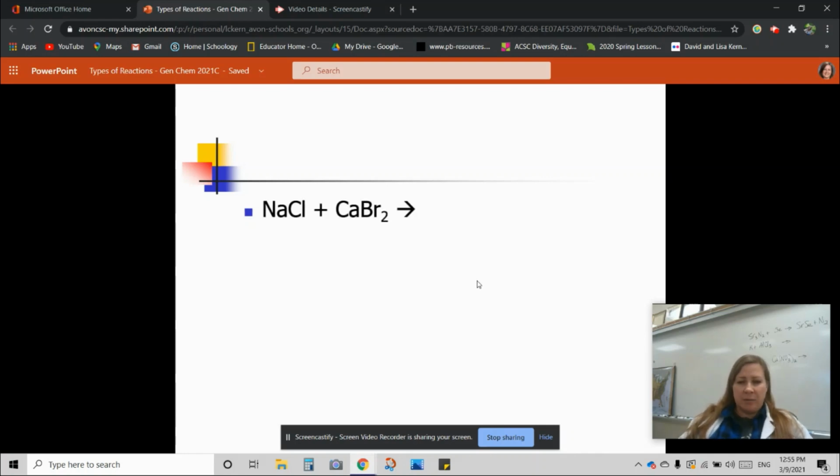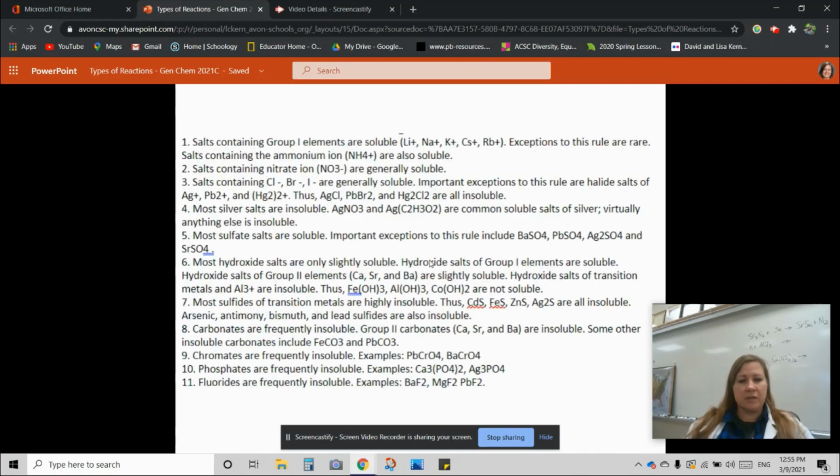So here we have sodium chloride and calcium bromide, and they're going to react in such a way that sodium, the positive one, bonds with the negative one in the other compound. So sodium bromide is one of your potential compounds, and then calcium chloride is the other one. So we have to go back and look on our activity series. Sodium bromide, well, sodium is a group 1 element. All of these are soluble, so that's going to be soluble.